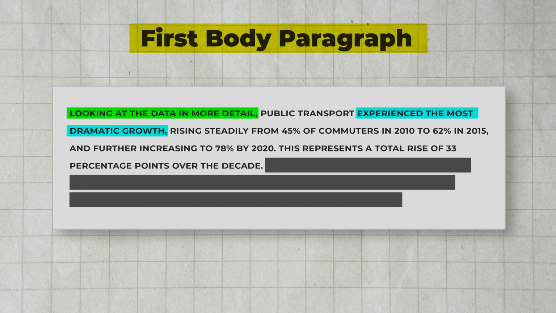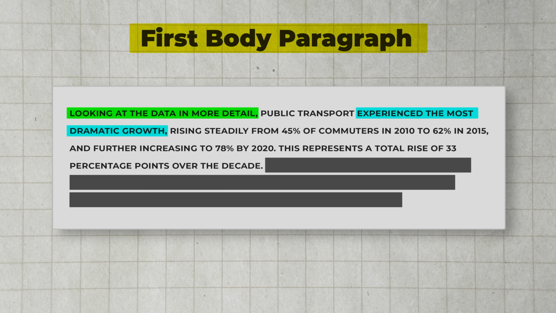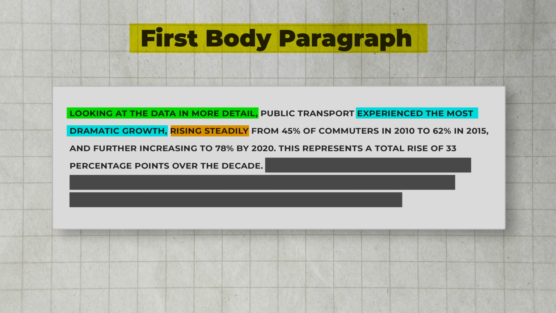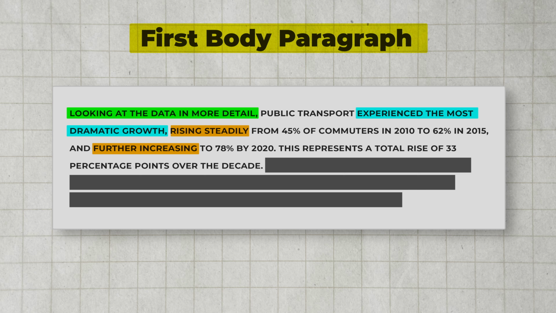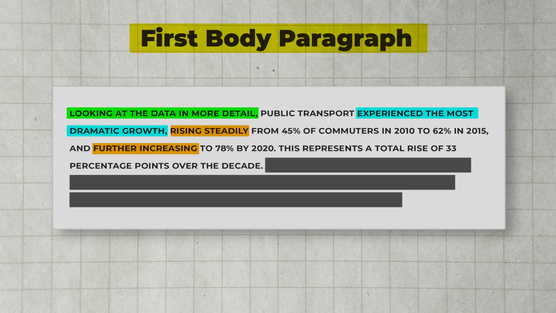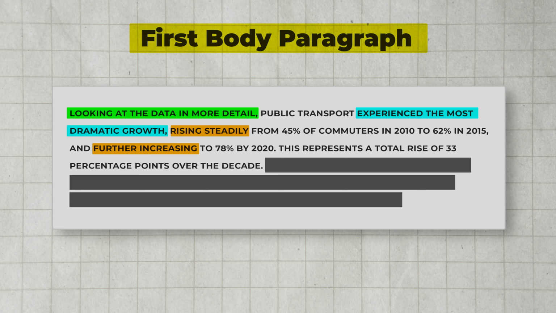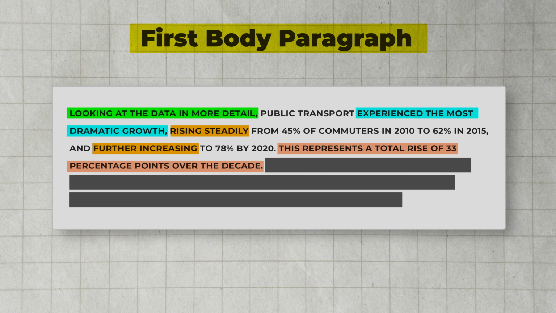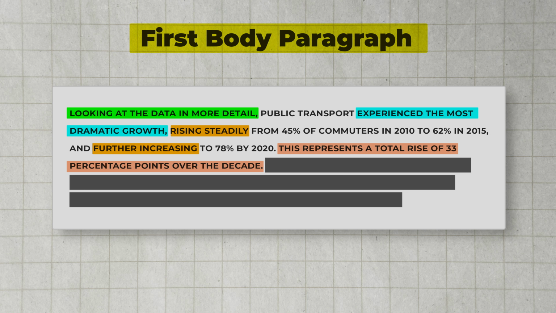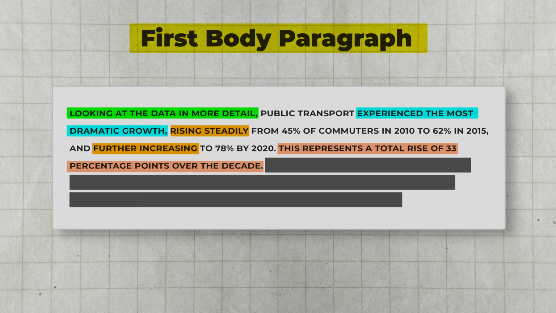Following that, I started to provide the numbers for each time period. I used rising steadily and further increasing. Notice how I use the past tense because we're talking about a time period in the past. And then I summarized by saying this represents a total rise of 33 percentage points over a decade.